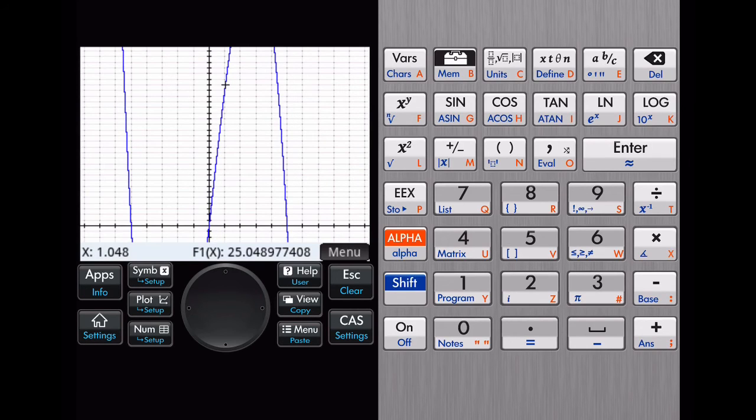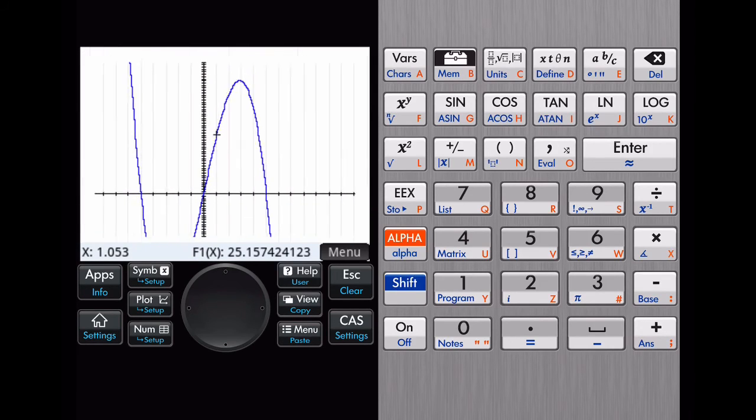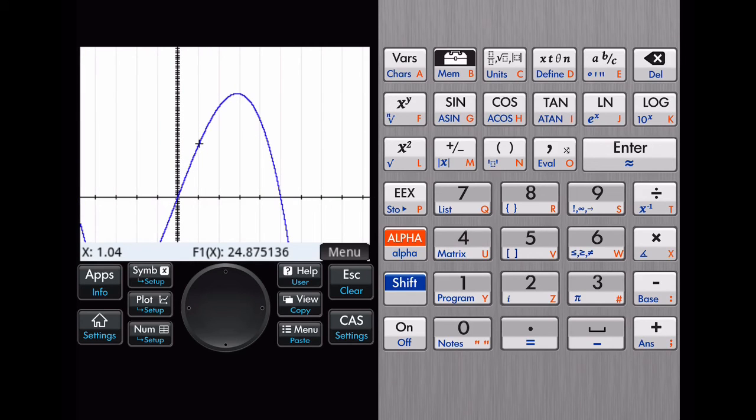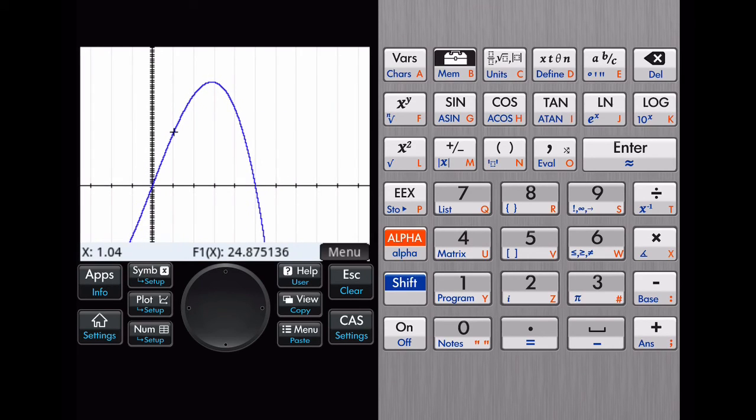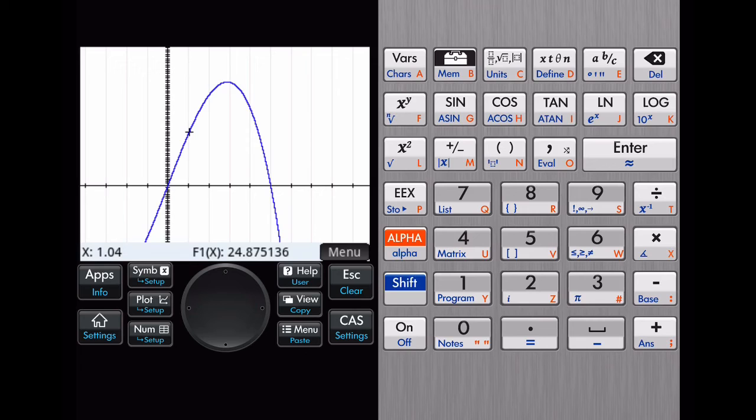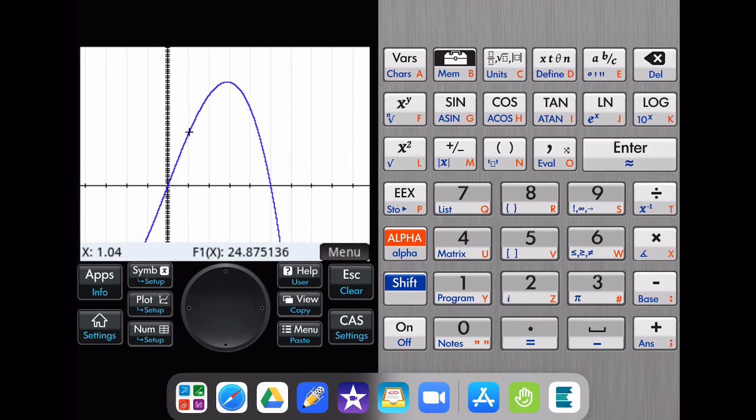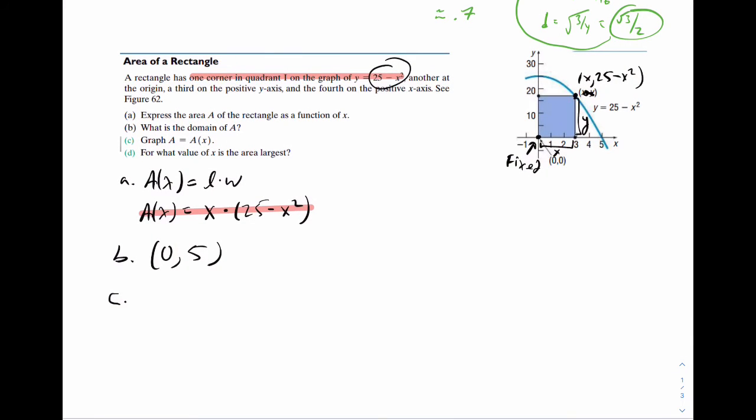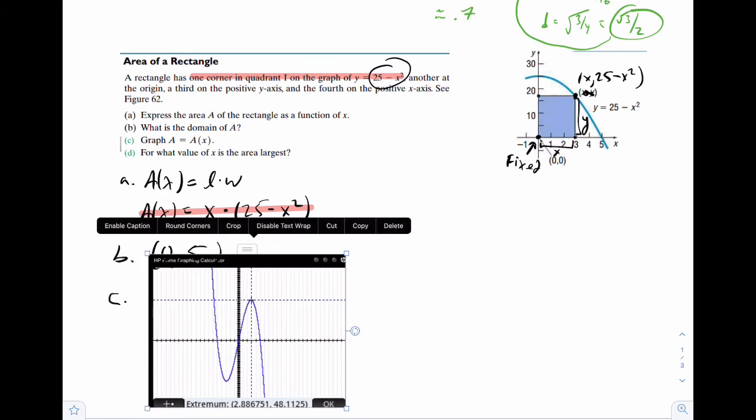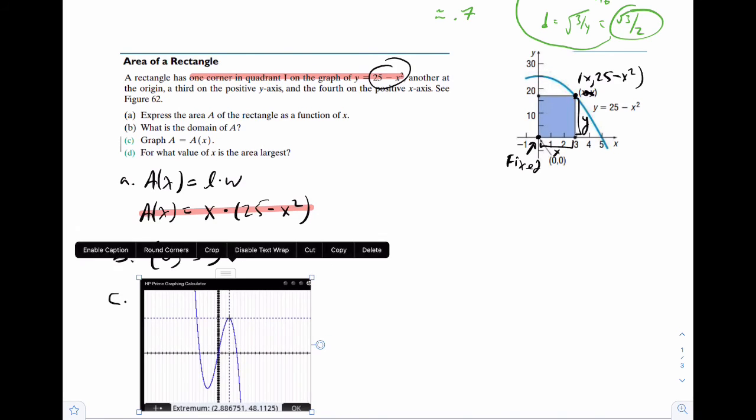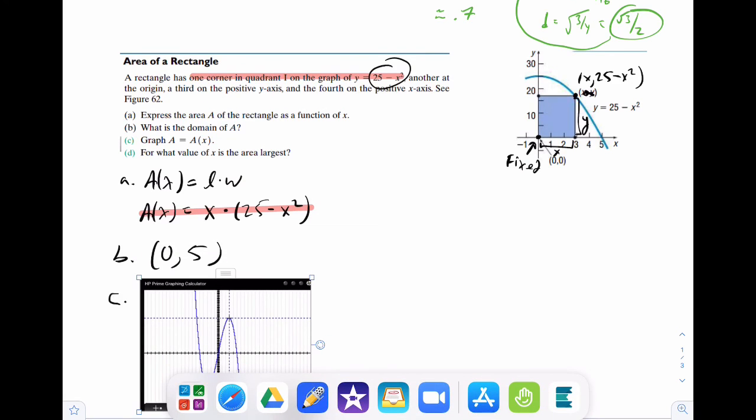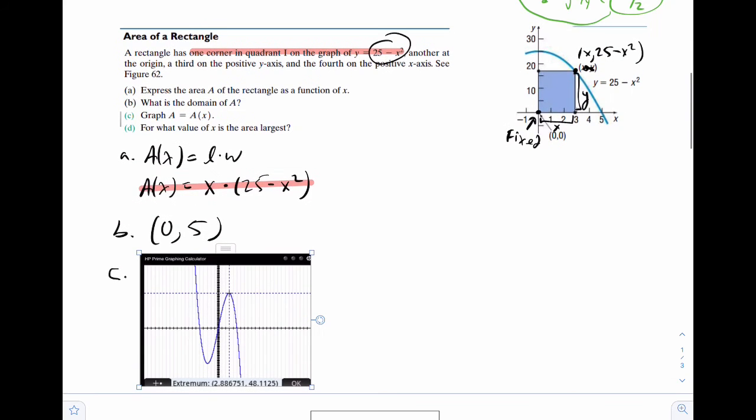Now we graph it. Try to make your window so we can see quadrant 1. That's what we care about. Take a screenshot of this, and we're going to drop it into our paper here. Right here. Okay, so I dropped it in. That's what I'm looking at. Here's our graph.